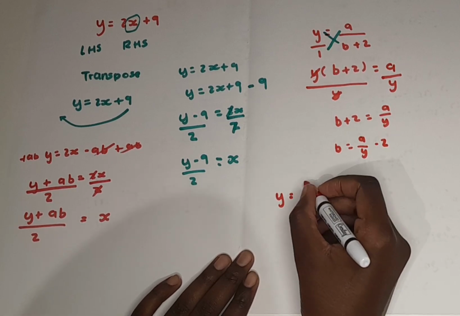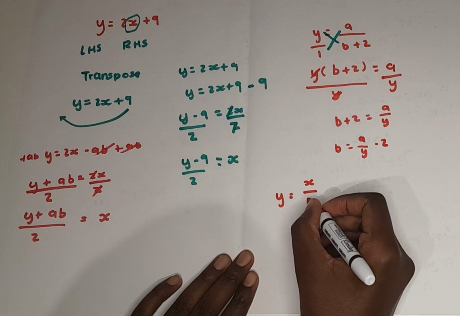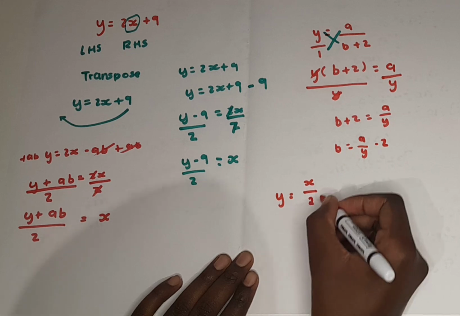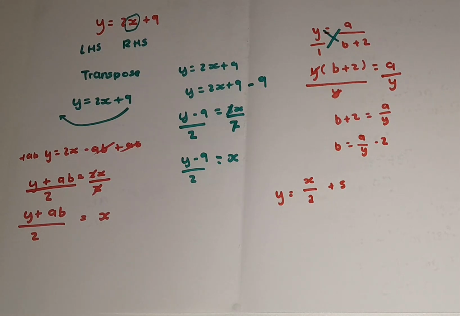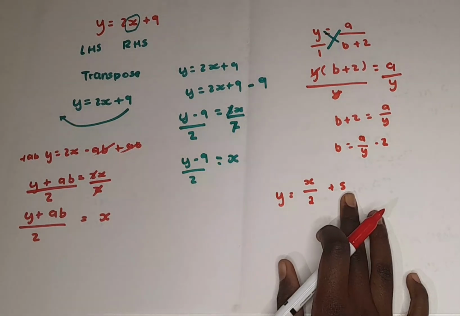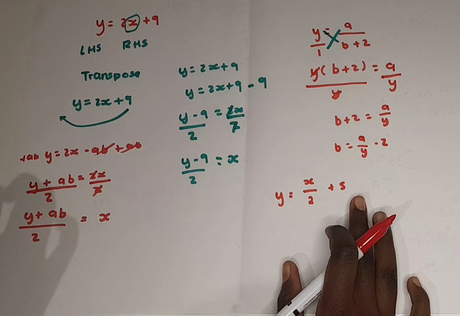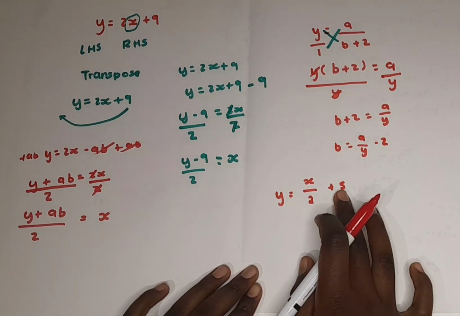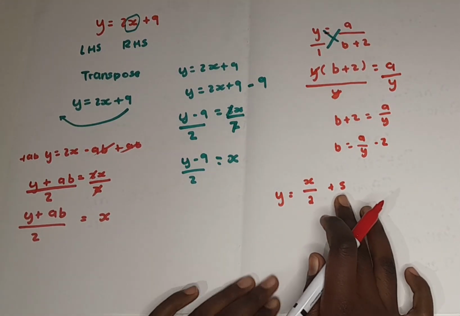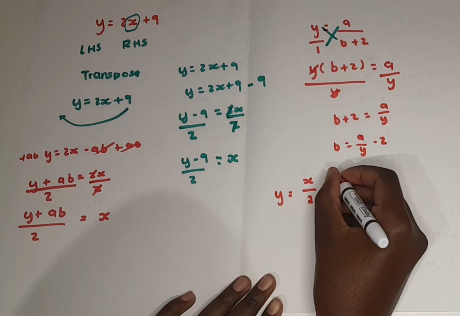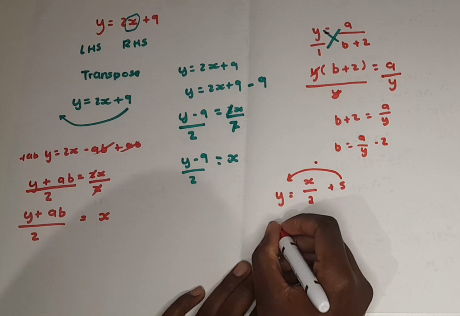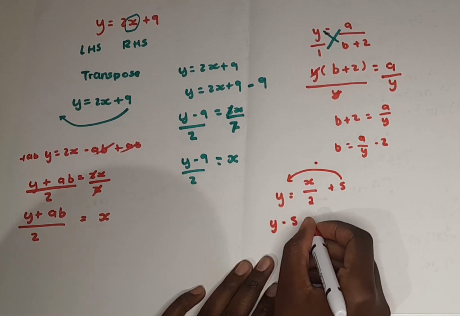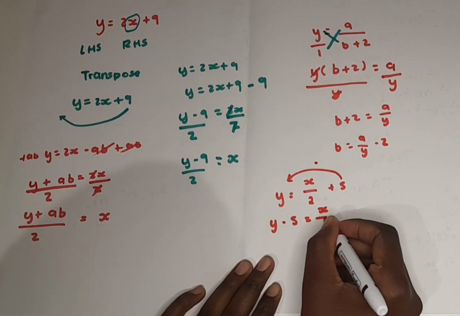So let us look at this example: 40 over 2 plus 5. What do you want to do? You want to take this 5 to the other side. When you take it to the other side, we call it transpose. So we change sign. Since it's positive, it will be y minus 5 is equals to x over 2.